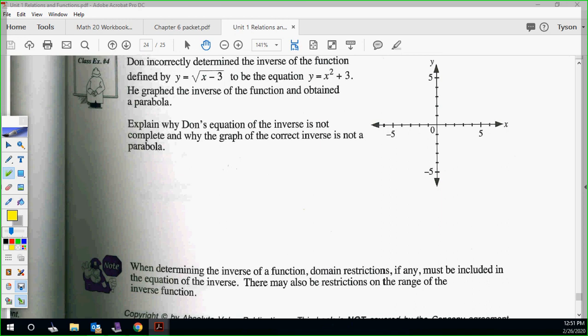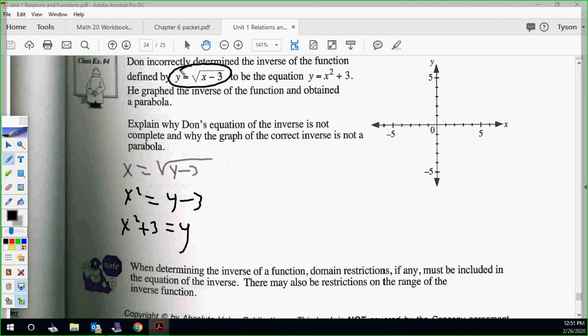You're going to be confused, because if we go ahead and do this real quick, which we can do, okay, oh, I'm in highlighter. Okay, x equals the square root of y minus 3, square both sides, add 3. We do get y equals x squared plus 3. So before we talk about why this is not true, let's talk about what the domain of the original is. What's the domain?